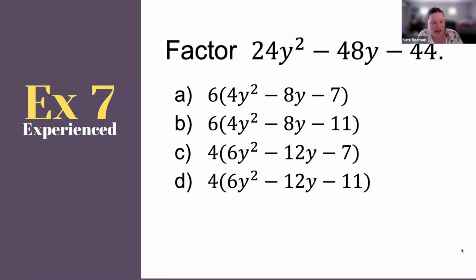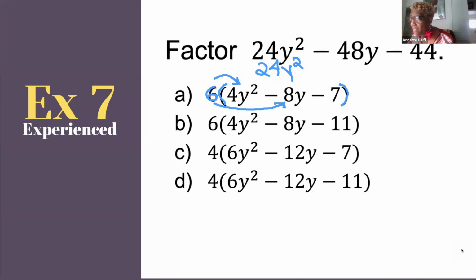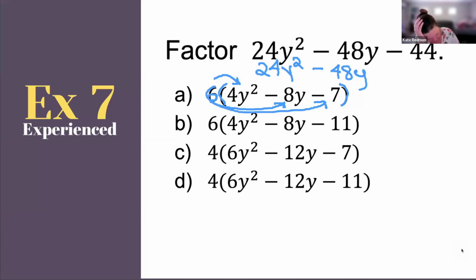So instead of factoring this out, I'm going to do the opposite of factoring, and I'm going to multiply. Let's check A. So if I were going to multiply this out, 6 times 4y squared is what? That's 24y squared. Good. Let's write it right up here so we can compare it. And now 6 times negative 8y. That gives us a negative 48y. Beautiful. And now 6 times negative 7. That will give us a negative 42. Shoot, close, but no cigar.